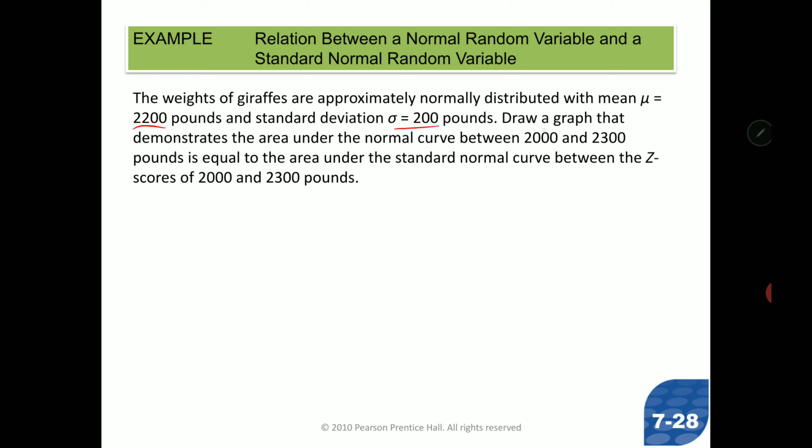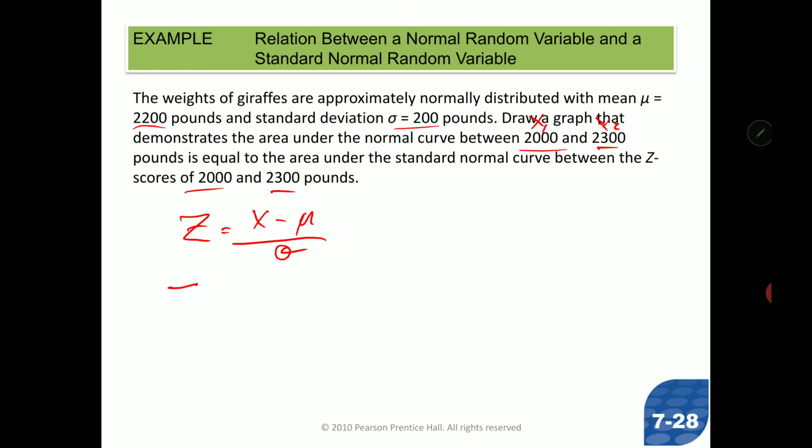Draw a graph. I'm not going to draw a graph, but I'm going to find the z-scores of these two. Again, z is equal to x minus mu over sigma. In this case, mu and sigma are just given to us. And this is what we'll call x1 and x2, since we have two z-scores. We will find the z-scores for just these two.